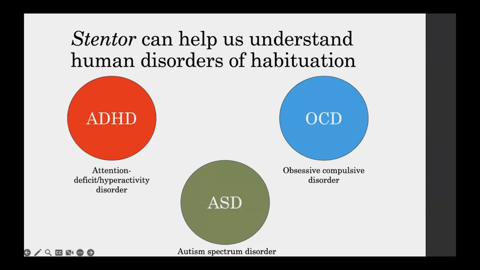So, although stentor might seem like an esoteric, mythical creature of Golden Gate Park, they can actually help us understand human disorders of habituation. There are several conditions that a lot of humans experience that are related to habituation. ADHD, autism spectrum disorder, and obsessive compulsive disorder are all related to habituation.